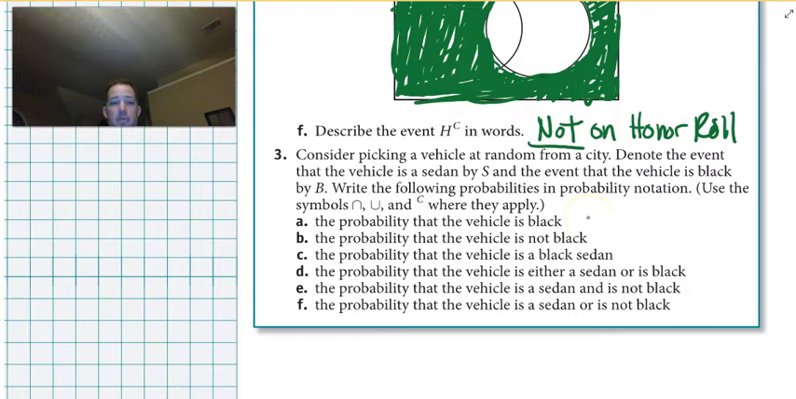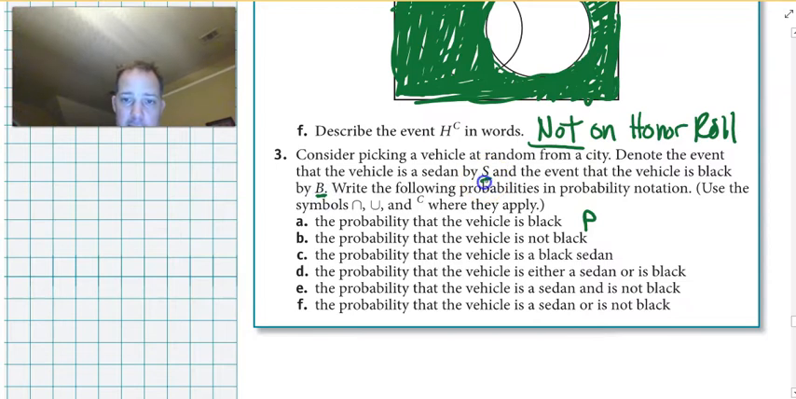Now that you're back, let's go piece by piece. Use probability notation to represent the probability that a vehicle is black. So probability, B and S are doing black and sedan. So probability is black just looks like this. For the next one, probability the vehicle is not black. We know that not can be represented with the complement. So probability not black, we just put that little complement symbol up there.